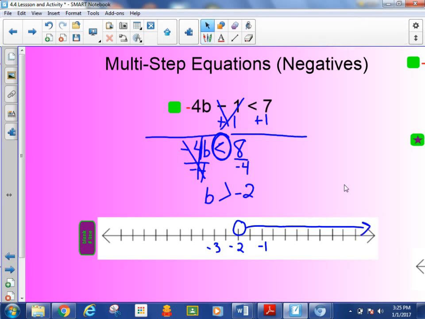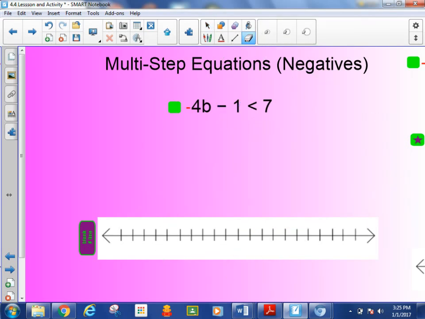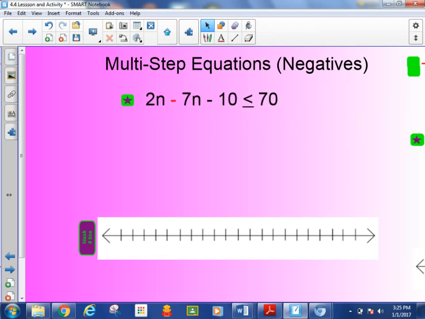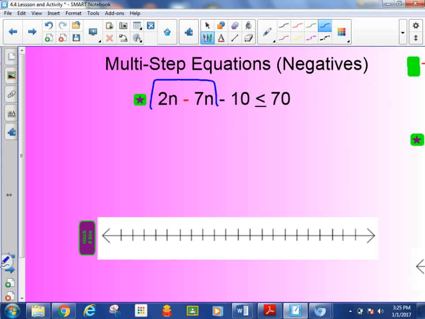Okay, we're going to move into some multi-step equations. Once again, it's not a whole lot of new, it's just review. We've got a multi-step equation here where we need to do some combining of like terms. Here I've got n's on the same side of that inequality symbol, which means we're going to go ahead and combine them by not doing the opposite first.